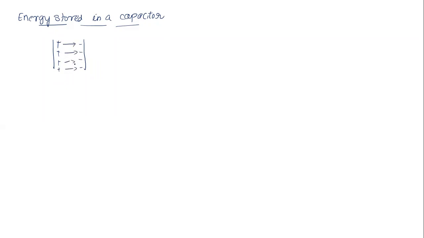So if you look at the derivation of the total energy stored, I'm not going for the derivation. I'll look directly at the formula. The energy stored we are going to get is half CV square. We derived that. That is the energy stored. What type of energy is it? Electrostatic potential energy. Okay, energy stored in the capacitor is half CV square.